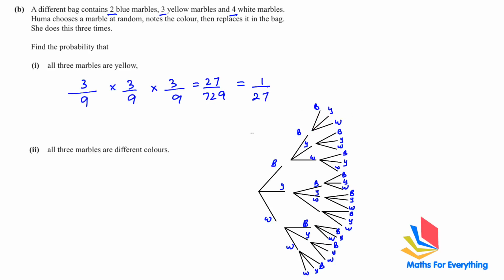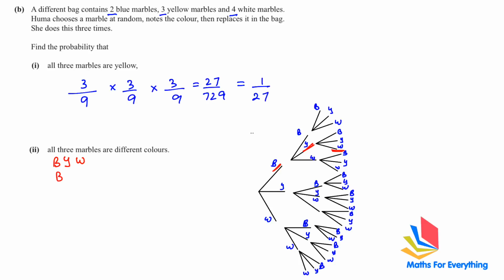And now we want 3 different colors. So the first one is blue, yellow and white. Either you draw the tree diagram, or if you understand how to write the probabilities without drawing the tree diagram, that's better. So you have blue, yellow and white.